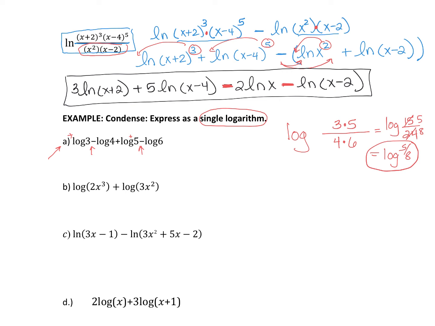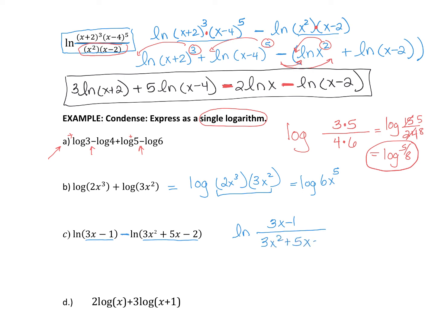Let's do the same thing here. This is plus, so we don't have any division. Single log would be the log of 2x cubed times 3x squared, and then simplifying this, we'll have the log of 6x to the 5th. A little bit more polynomials in here. Same rules. I have a log minus a log. That must have been a division. The thing with the minus sign is in the denominator. So we have 3x minus 1 over 3x squared plus 5x minus 2.